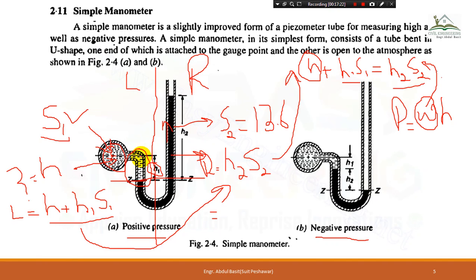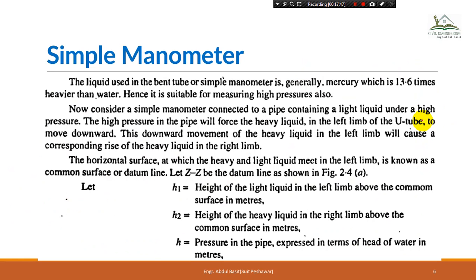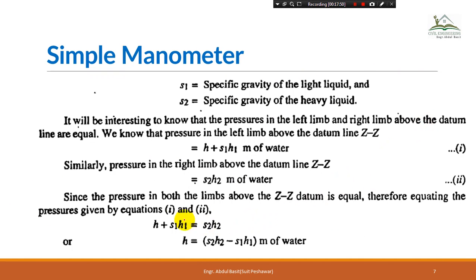H1 is given, that is the height of the water in this left limb, and S1 is the specific gravity of this fluid, okay. And this H2 is given, that is the height of the mercury with respect to the Z in the right limb, okay. And this S2 is again that same thing, okay. So that is a simple manometer, okay. Here you can see this will be that equation which will be developed for you. So all the things are known for us, and this H needs to be determined, okay.